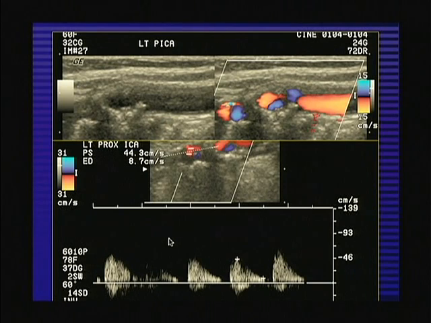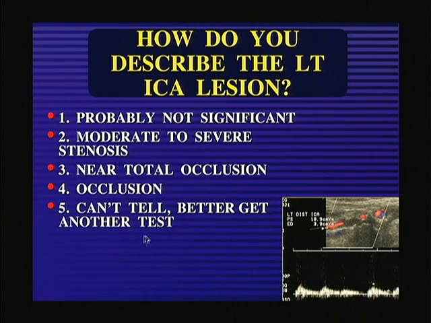Okay? One more sample from the case. Here's the distal internal. The velocities are dropping to 11 centimeters per second. So there's marked narrowing, irregularity, low velocity. So how are we going to describe the left internal carotid lesion? Probably not significant, moderate to severe stenosis, near total occlusion, or I just can't tell.